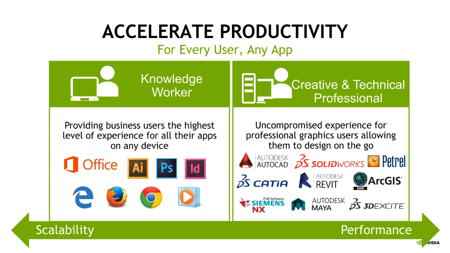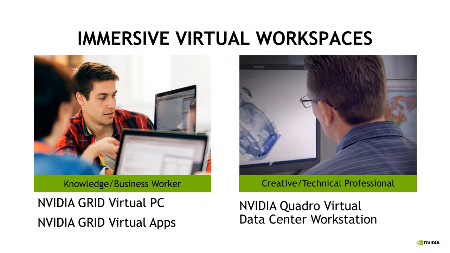So how do these users pair to what GRID license would run on top of the Tesla product within your server? Well, if it's a knowledge user, a business worker, that's going to fall into the NVIDIA GRID Virtual PC, or maybe virtual applications for a XenApp type deployment. And this is all about density. This is about getting that additional GPU utilization so you can ultimately provide a much better experience there.